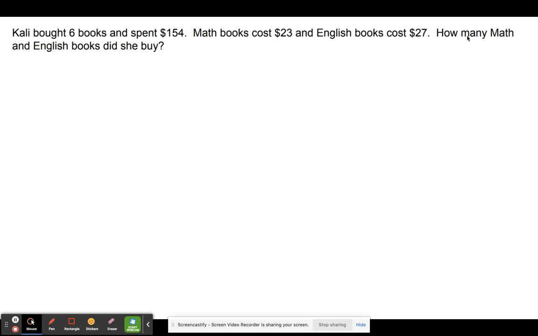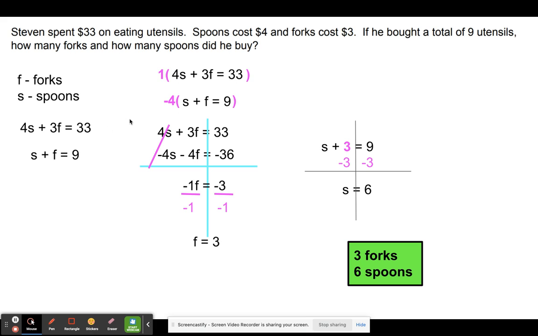So just kind of jumping ahead here, it says how many math books and English books did she buy? Because it says, Callie bought 6 books and spent $150. Math books cost $23, and English books cost $27. How many math books and English books did she buy? Okay, so the math books and the English books is what we are solving for. Oops, I went back to the last question.